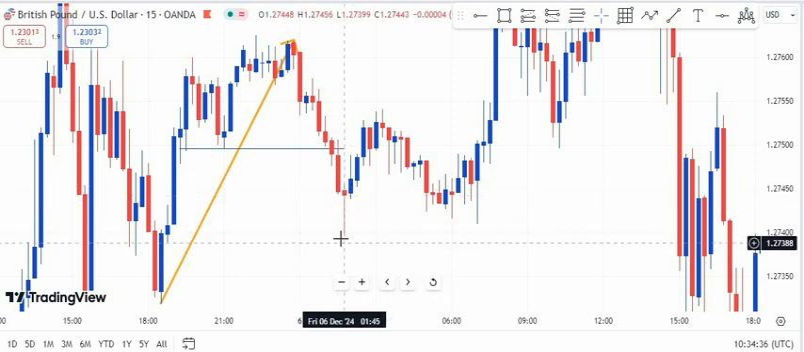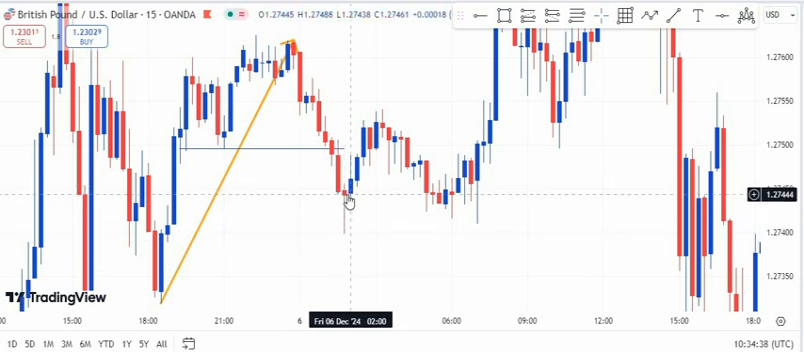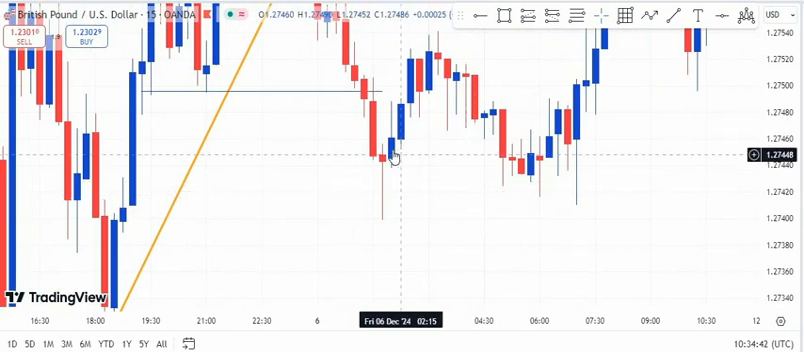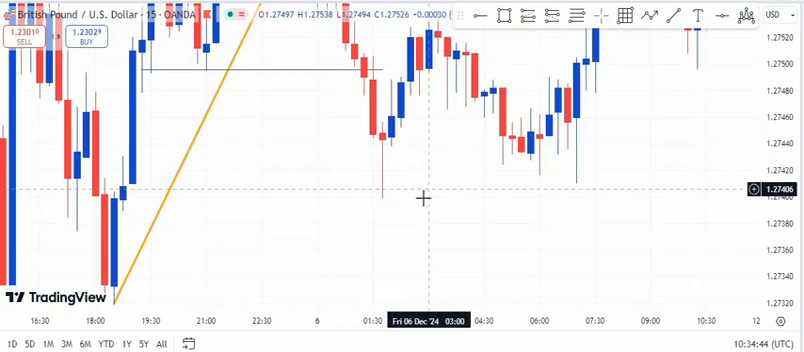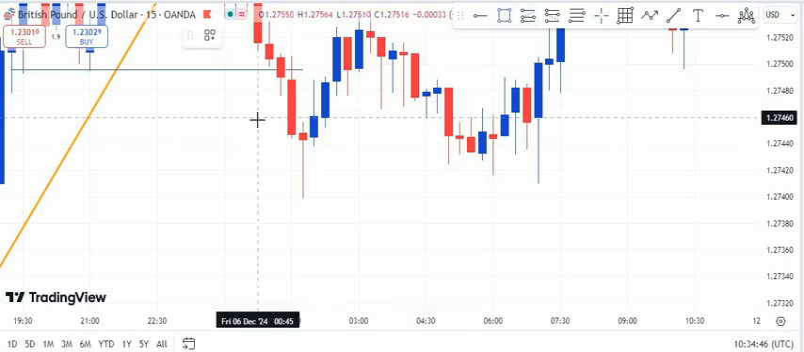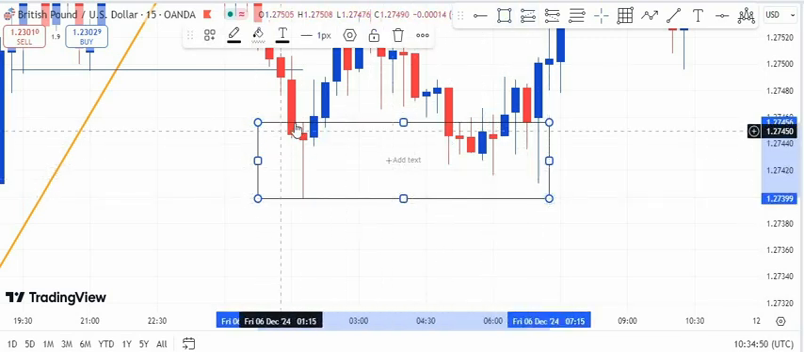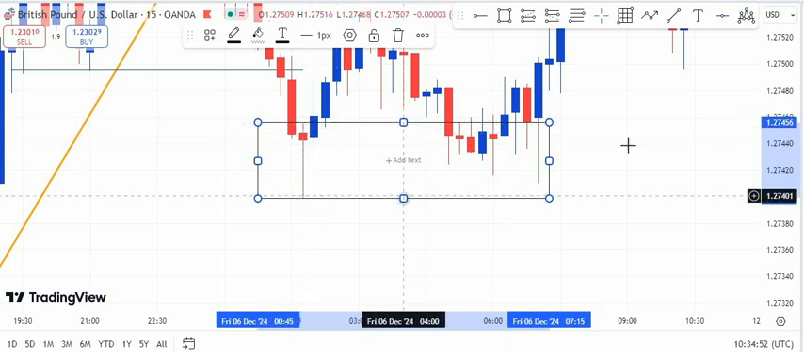That means buyers are already entering the game. And the next candle is a bullish candle, a bullish engulfing candle. That is, it's engulfed the previous candle. That means we can draw our demand level right there, right from the wick of this to the wick of this.